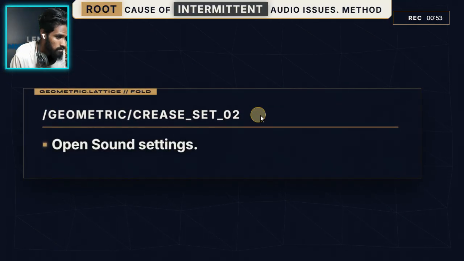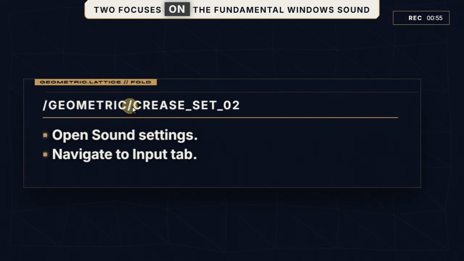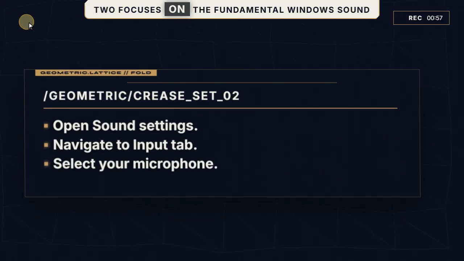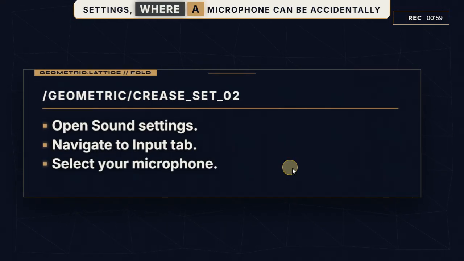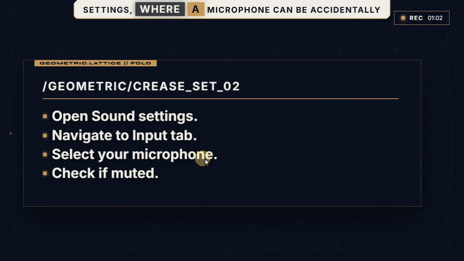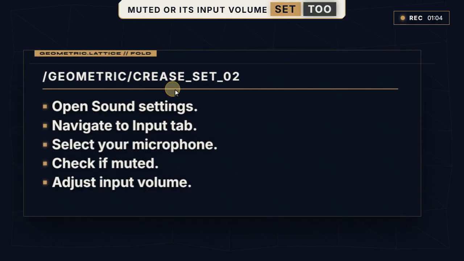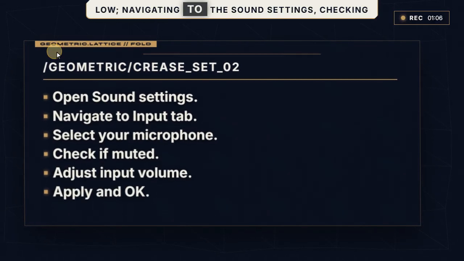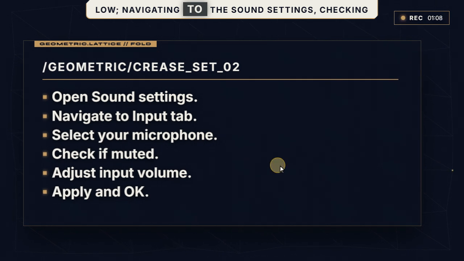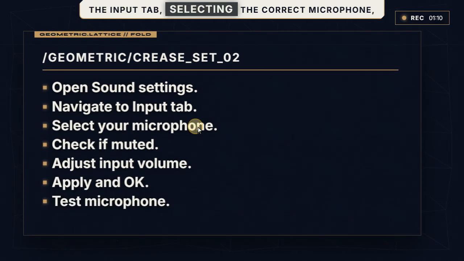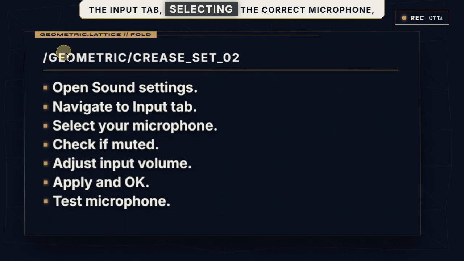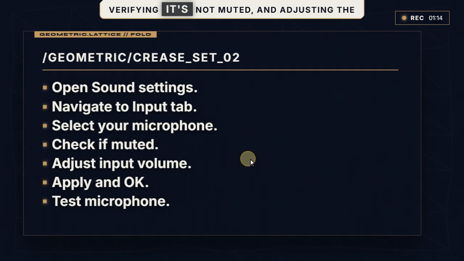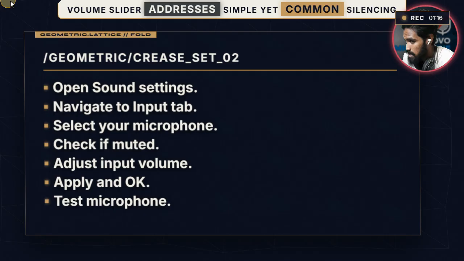of intermittent audio issues. Method 2 focuses on the fundamental Windows sound settings, where a microphone can be accidentally muted or its input volume set too low. Navigating to the sound settings, checking the input tab, selecting the correct microphone, verifying it's not muted, and adjusting the volume slider addresses simple yet common silencing factors.